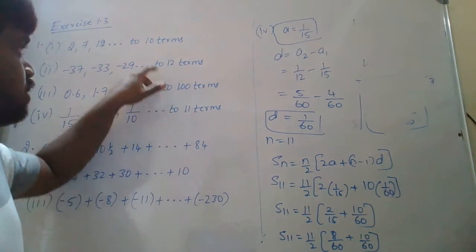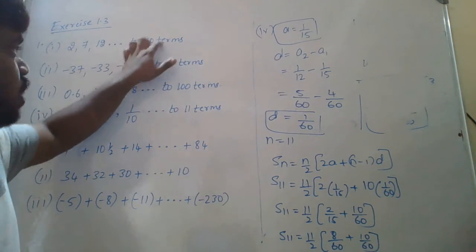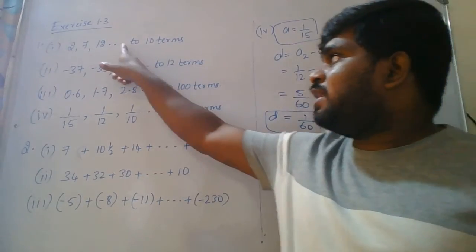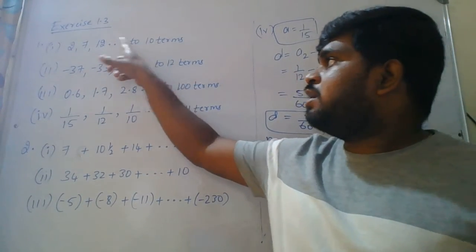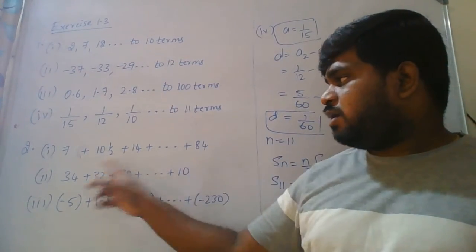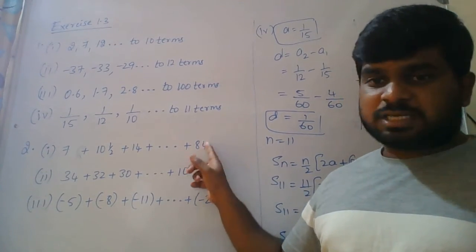Don't get confused. If you observe here, they've asked us to add up to 10 terms. This 10 is not the last number here. It is saying 2, 7, 10. Like this, you're going to take 10 numbers. Okay. But here, 7 plus 10 and a half plus 14, so on up to 84. This is a number, the last number.